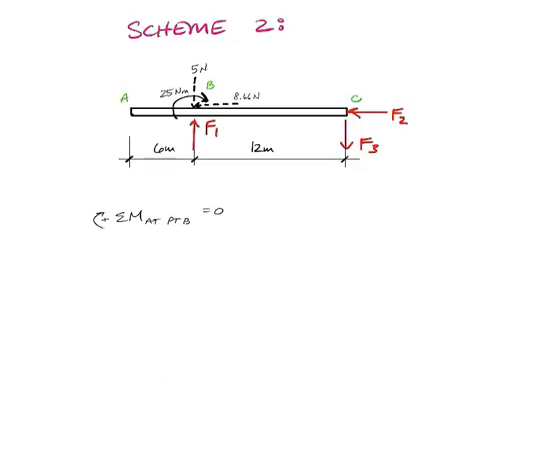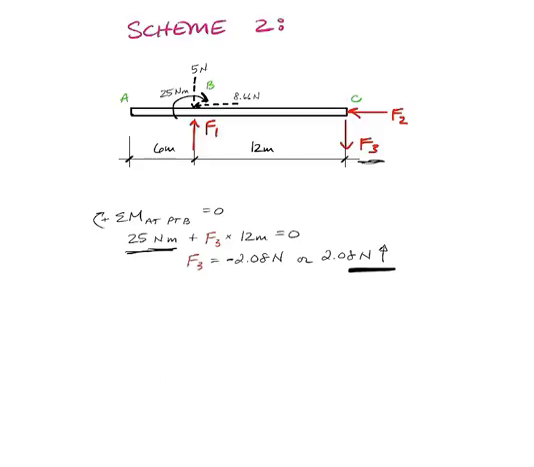So if I sum moments at point B to start, so I'm going to begin right here, that's going to give me the ability to solve for F3. If I do that, I end up with, again, the applied moment, which is the 25 Newton meters, which happens to be sitting at point B, and then plus F3 times 12. Numerically, I end up with a negative answer for F3, meaning that F3 is actually going up.